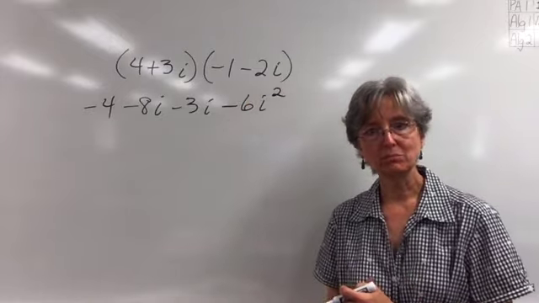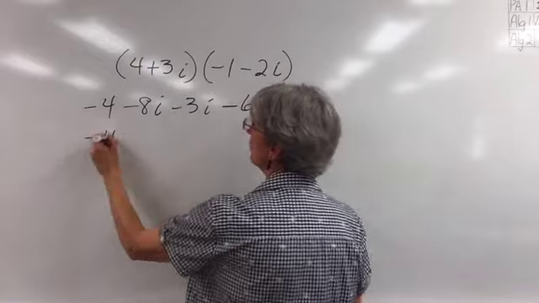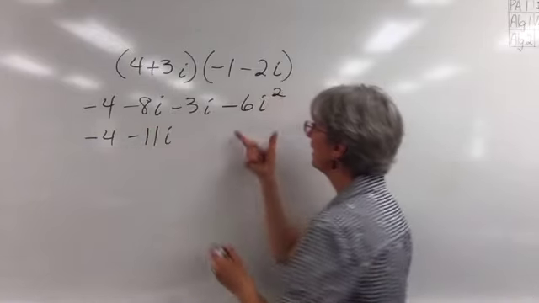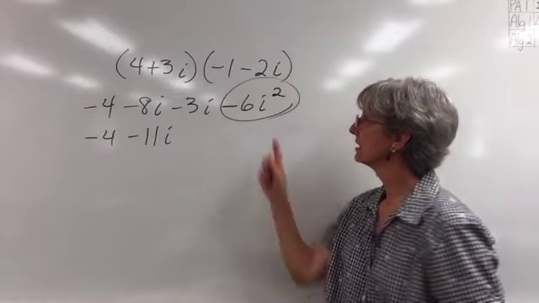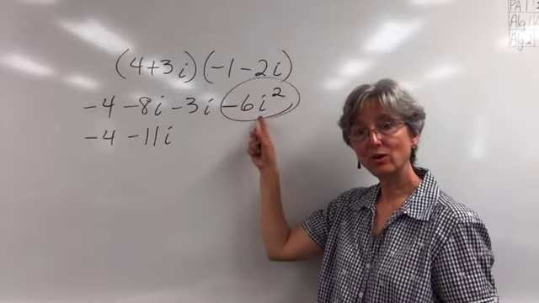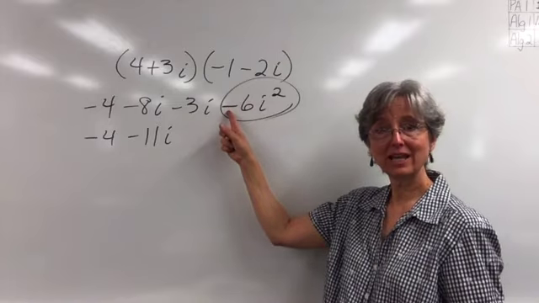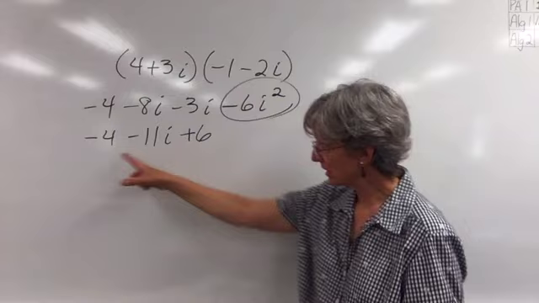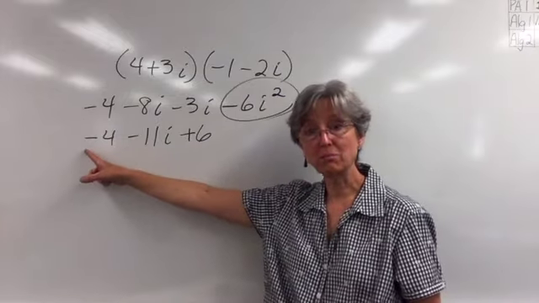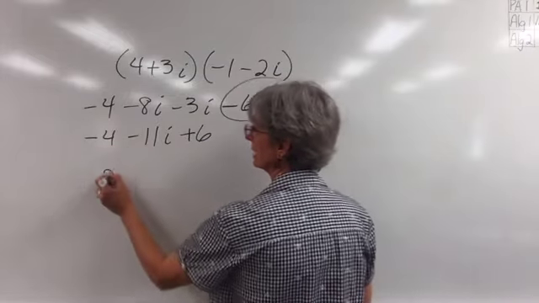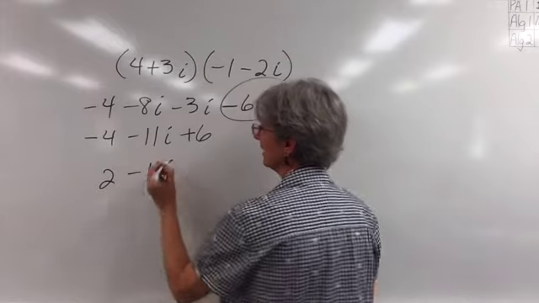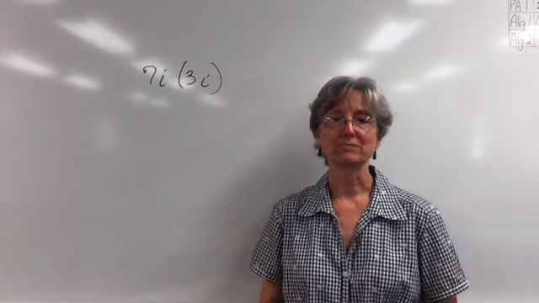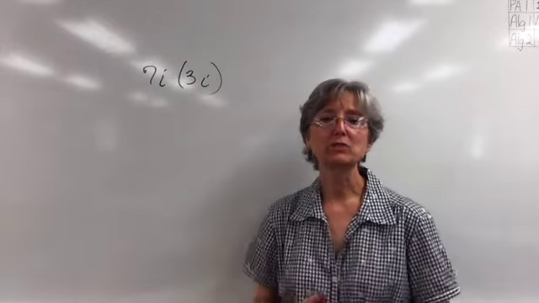And now we're going to simplify. This is negative 4. Combine like terms, negative 11i. And this i squared is negative 1, and negative times a negative, this becomes positive 6. So now I'm going to combine negative 4 and 6, and I get 2 minus 11i, and there's my final answer. Your turn. 7i times 3i.